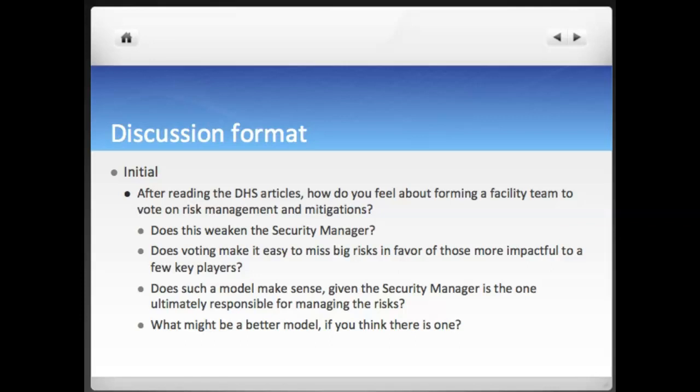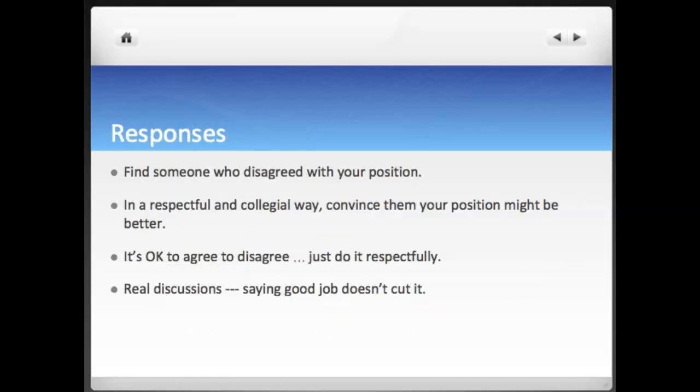So this will be an open discussion, but it will require some thought. When you do your responses for this discussion, I want you to find somebody who disagreed with what you said, somebody whose opinion is different than yours. Again, these are mostly opinions. I think that we should have a pure physical security committee model at any business because it allows everyone to have an equal voice.